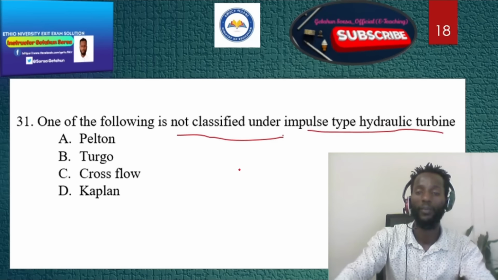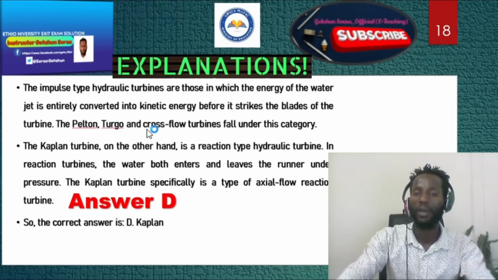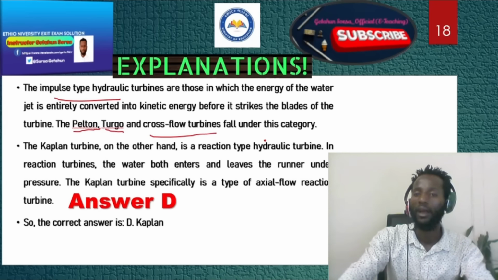Which one of the following is not classified under impulse type hydraulic turbines? A. Pelton turbine. B. Turgo. C. Cross flow turbine. And D. Kaplan turbine. Impulse type hydraulic turbines are those in which the energy of the water jet is entirely converted into kinetic energy before it strikes the blade of the turbine. Some examples of impulse type turbines are Pelton, Turgo, and cross flow turbines, which fall under this category.